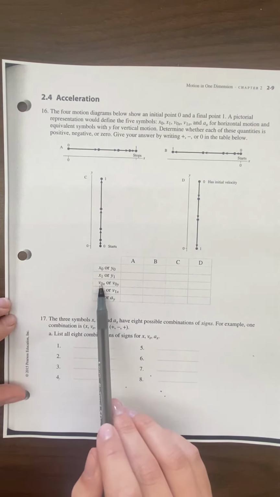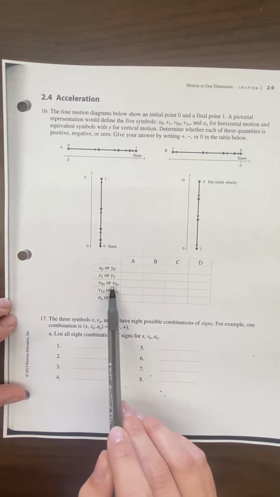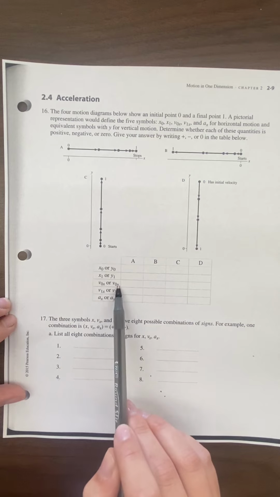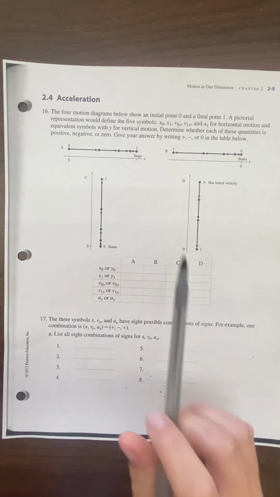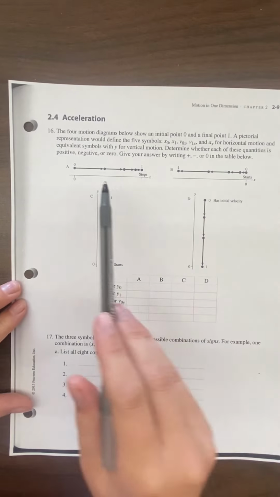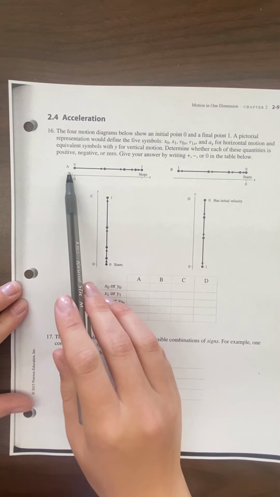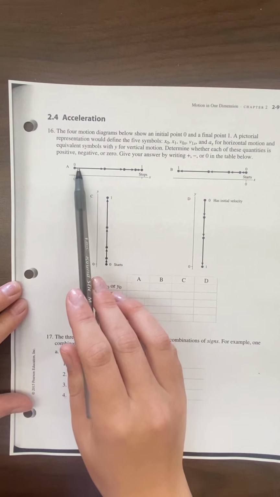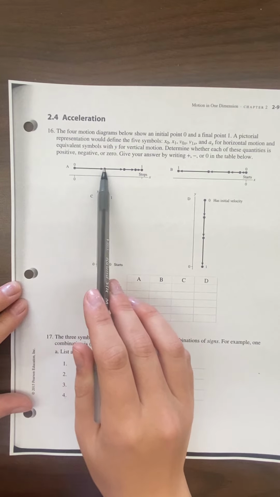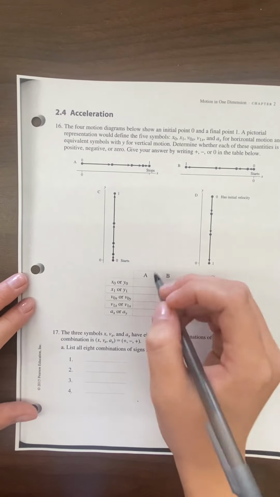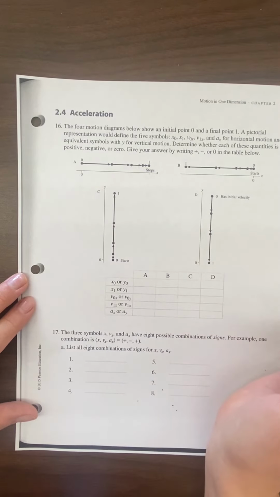And then when you see ones with subscripts that say 0x or 0y, that would be the x velocity and the y velocity. Okay, and that would depend on if we have horizontal or vertical motion. Okay, so let's take a look at this first motion diagram. In A, we see that our object is starting at 0, and it's going to the right. So that means that we have a positive velocity.